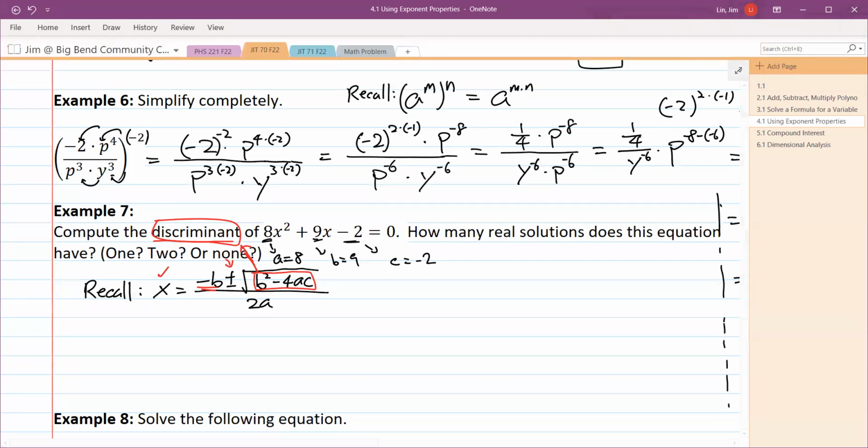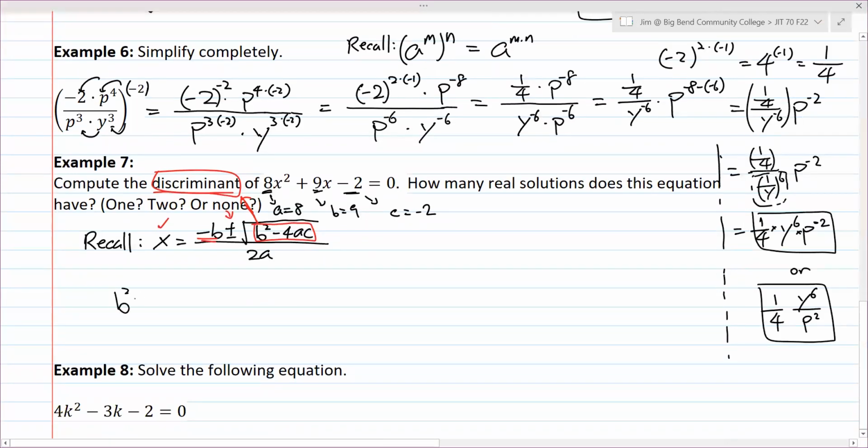All right, then let's go over this portion. Again, b equals 9. We found that right there. So we have 9 squared minus 4 times a, which is 8, and then c equals negative 2. So let's calculate the number first. We have 9 squared minus 4 times 8 times negative 2.